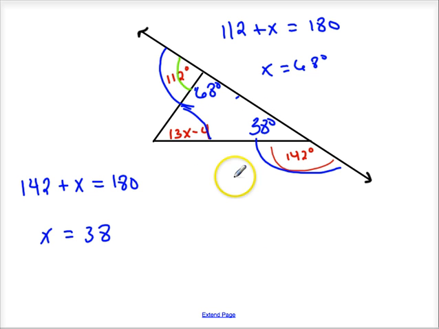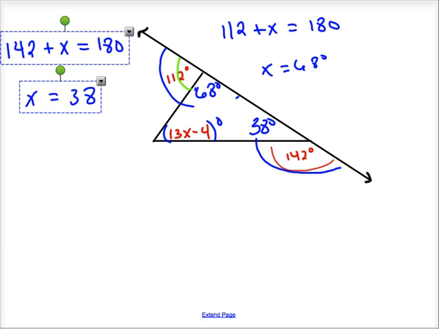Okay, so now I have three angles inside my triangle. I have 68 degrees, 38 degrees, and 13x minus 4 degrees. What can I do now? How can I solve for x at this point? What can I use now? Could you do 13x minus 4 equals 68 plus 38?